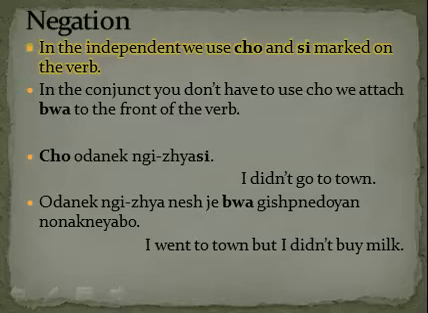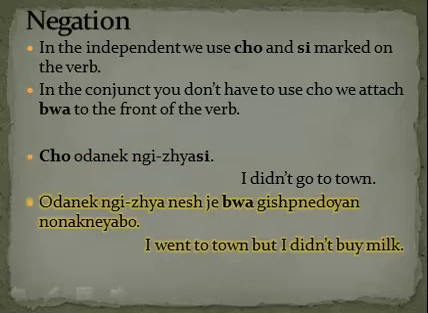Negation. In the independent, we use cho and si, with the si marked on the verb. In the conjunct, you don't have to use cho. We attach bawa to the front of the verb. So, I didn't go to town. Cho odanik negijia si. I didn't go to town.